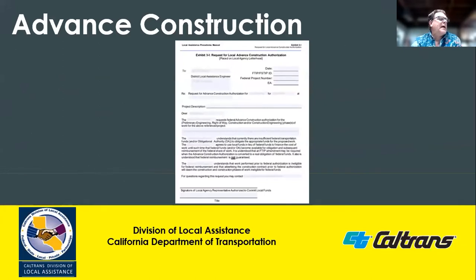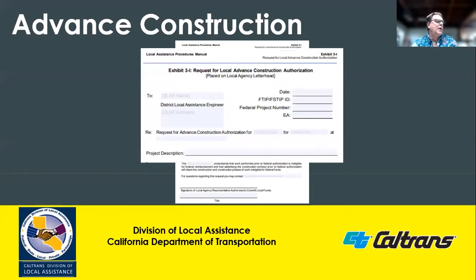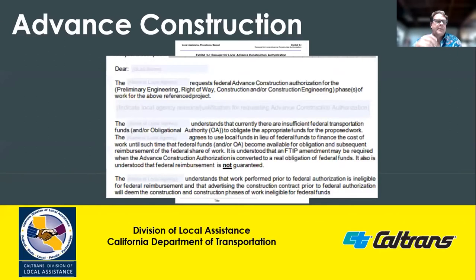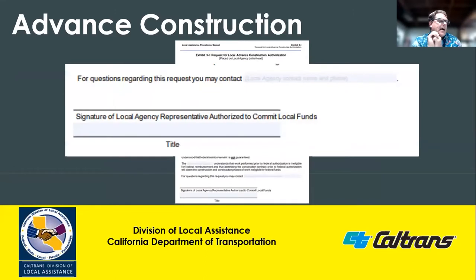The LAPM 3I is the written request from a local agency that they are willing to advance forward on a project utilizing their own funds prior to federal funds being authorized. The agency needs to identify the phase utilizing advanced construction, indicate the reasons for justification for requesting advanced construction, and it needs to be signed by a representative of a local agency that has the authority to commit local funds. This does not need to be the responsible charge person.